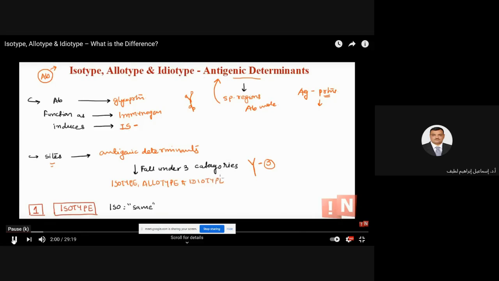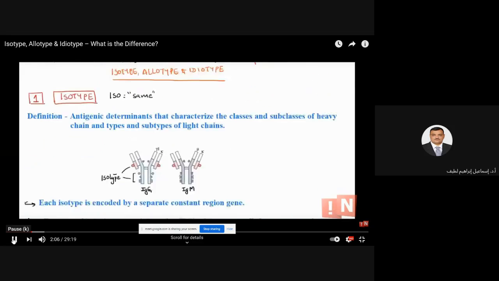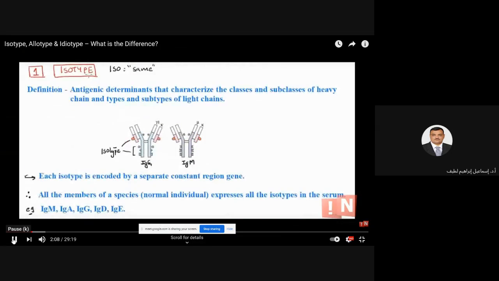So we'll see all three of them one by one. It's interesting and it's very easy to understand. So the first one is the isotype. Now, the meaning of the word iso in Greek is same.